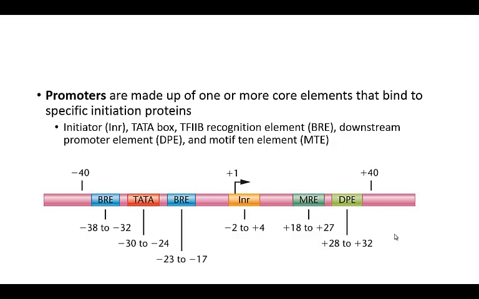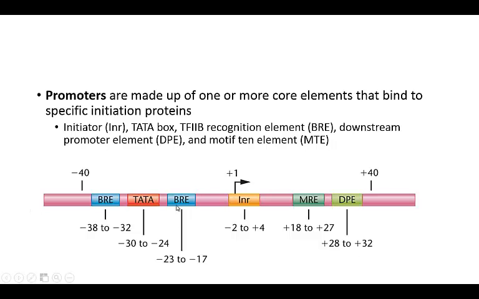When we're talking about these promoters, there are usually certain core elements that they have. They're going to have an INR, or initiator sequence. This is going to start right at the start of that particular transcript. Upstream, we're going to have a TATA box. This is usually -30 to -24 upstream, +1 being wherever the start methionine codon would be. There's a TFIIB recognition element, or BRE element, and there could be one, there could be several. There could be downstream promoter elements. This can actually happen within a gene, a motif ten element, MTE, and so on.